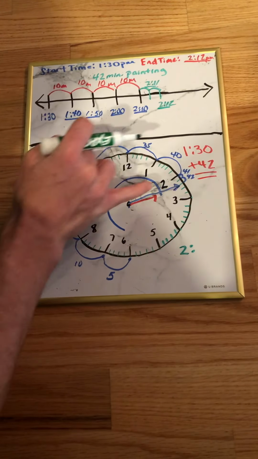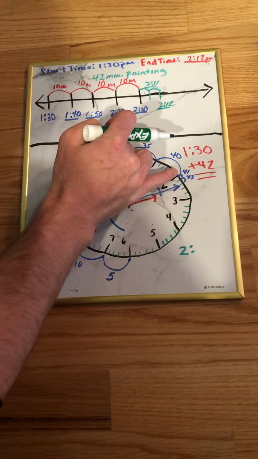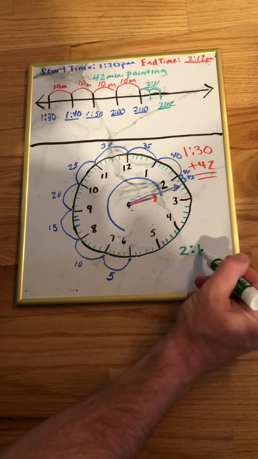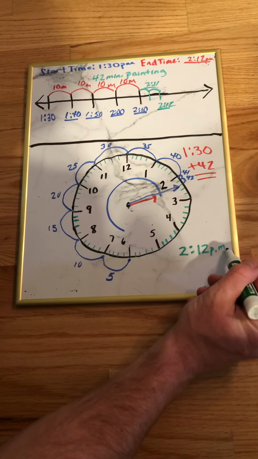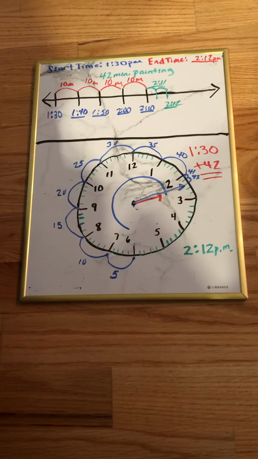And the minute hand is right here. So let's go from the top. That's 5, 10, 11, 12. 2:12 p.m. This is a tricky lesson, guys.